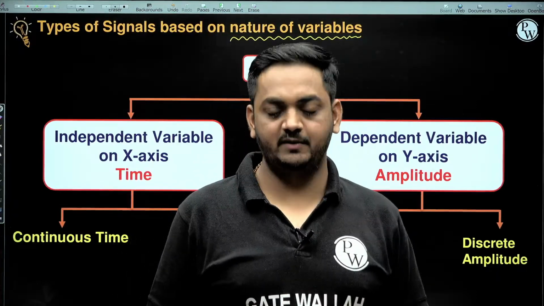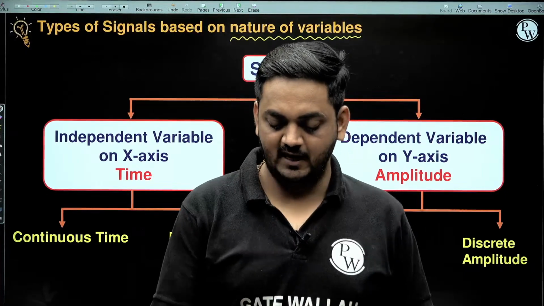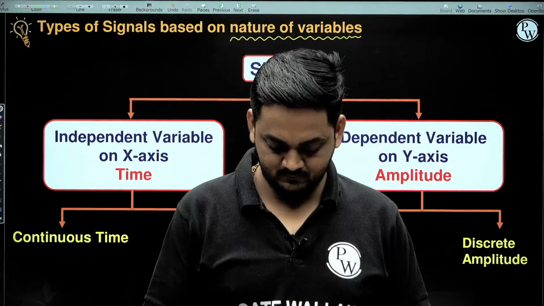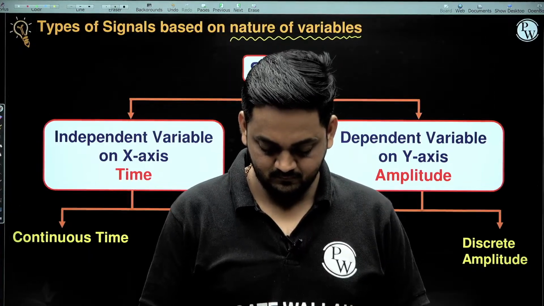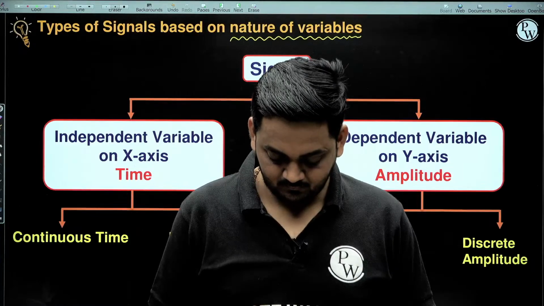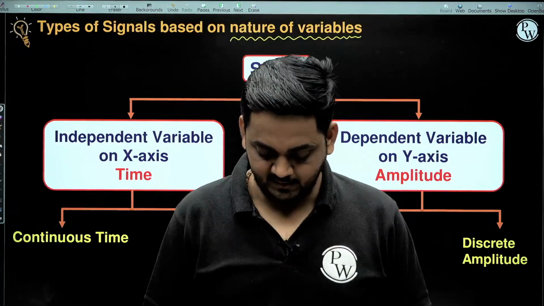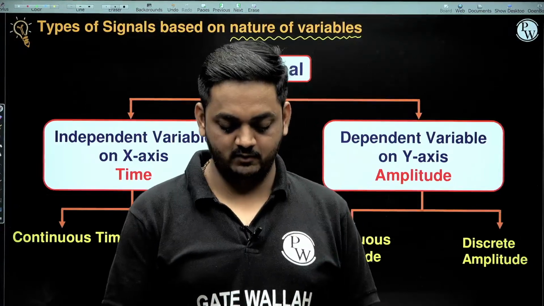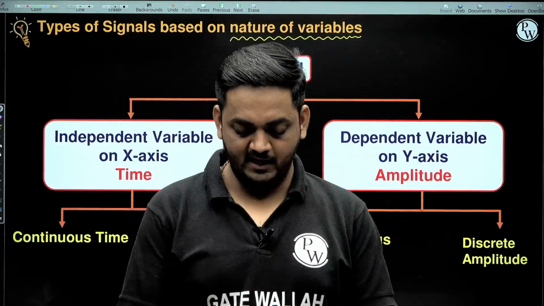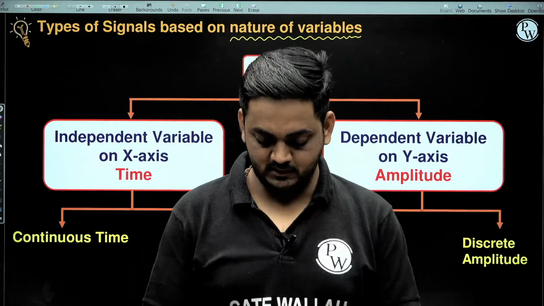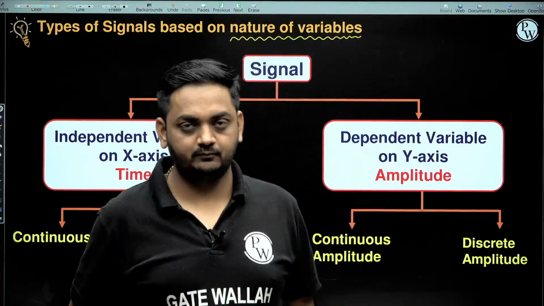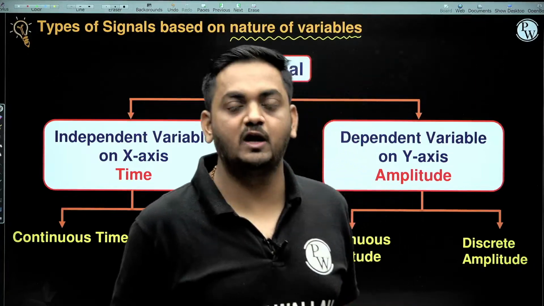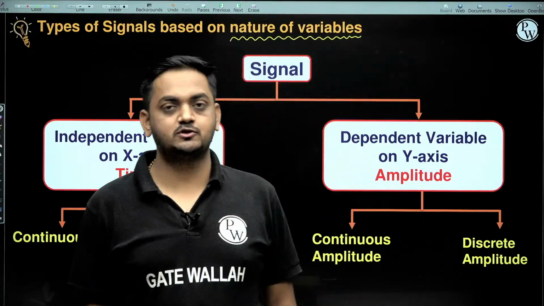Tell me guys, how many types of variables? I am expecting an answer from each and every single student. How many types of signals are there based on the nature of variables? Yes, of course, a few people are saying there are four types of signals based on the nature of variables.